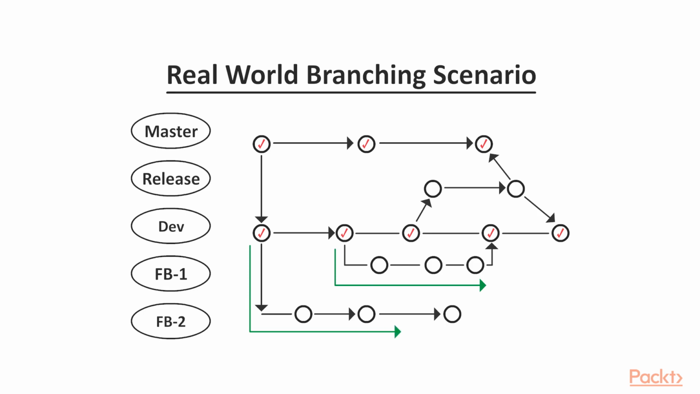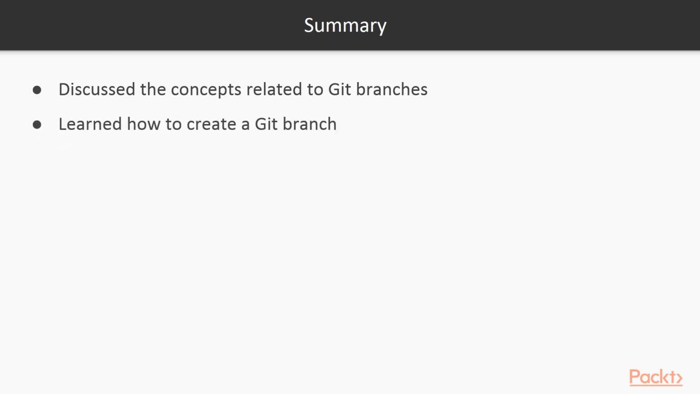Now this is a typical workflow using Git branches. However, your workflow does not necessarily emulate exactly this kind of workflow. And indeed, there are variations of workflows used in Git branching. So let's summarize. So we have learned the concepts related to Git branches. We have also learned how to create a Git branch, and we have discussed some real world scenario using Git branching.